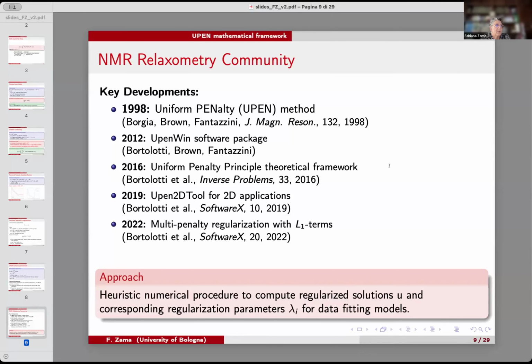2016, and here we started by recognizing that UPenn was a regularization method in the sense that it computed a regularized solution from a theoretical framework, but we were not able to establish the convergence of the method. Therefore, with this method, we had a heuristic, very powerful procedure that computed together the regularized solution and the corresponding parameter for different types of data fitting problems. All these were related to the NMR community.